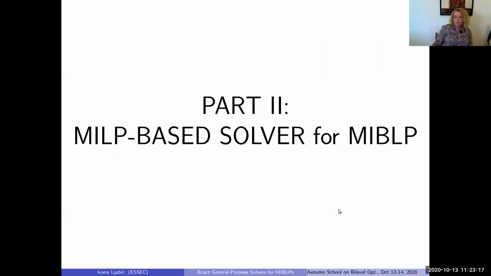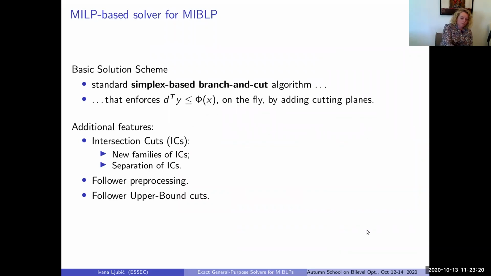Okay, so I think this is a good moment now, even though we have 5 more minutes, to give you an overview of what we are going to see in the second half of this tutorial. What we have seen so far is the enhancement of a branch and bound procedure in which we use a simplex-based branch and cut approach, and we enforce the value function constraints on the fly by adding cutting planes. We do that to tighten the formulation and to simply avoid branching too much, okay?